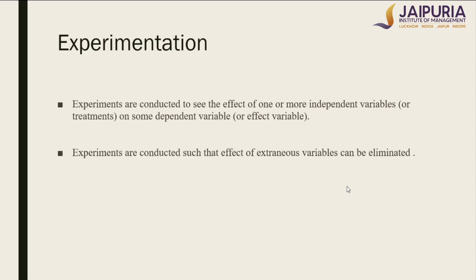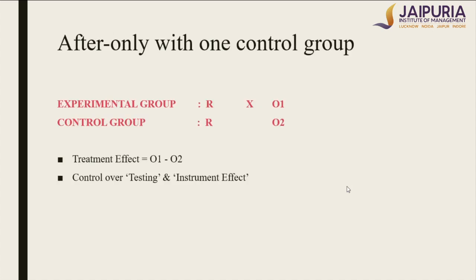And these experiments are conducted such that the effect of extraneous variables can be eliminated. Extraneous variables are those variables which are affecting the value of our dependent variable, but we are not interested in the effect of these variables. So while conducting any experiment, we need to control or eliminate the effect of extraneous variables. We are going to discuss 3 experimental research designs, and how we are controlling the effect of extraneous variables.